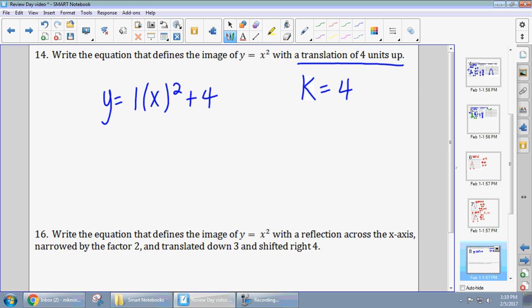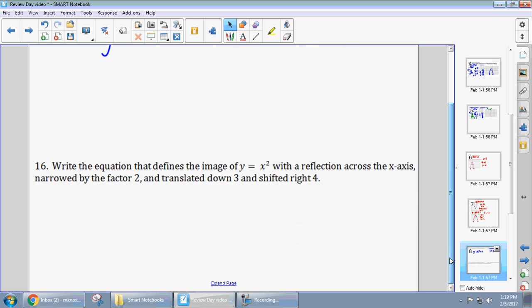Okay, number 15 y'all can do. Let's jump down to number 16, we can do together.